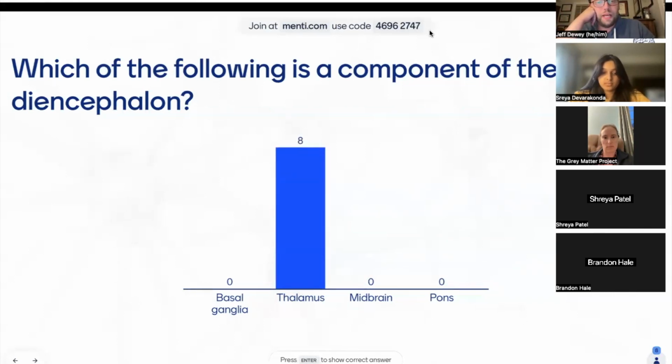So far, we have 8 people saying the thalamus, 10, 1 saying the midbrain. I saw about 20 people logged in, so I'll give it another second to answer here. Even if you don't get to answer this one, you'll be able to log in for the future ones. Yeah, so most people are answering correctly. The thalamus is one of the 3 components of the diencephalon, and it's this deep nucleus, which we're going to talk about in a little bit, but one of the deeper nuclei within the brain. Very important structure, the thalamus. Good.